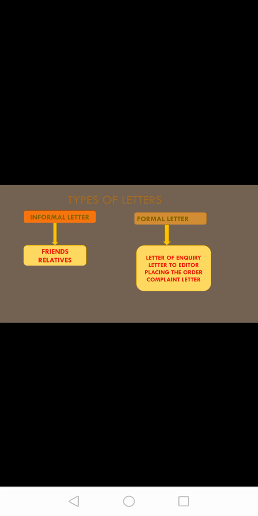That's why it holds a very important and prominent place in the field of communication. Now, types of letter. We have two types of letter, that is informal and formal. Then these are further divided. Okay. So first, informal. What is informal? Informal letters you are going to write to your friends and relatives. Relatives means your uncle, aunt, parents, grandparents, brothers, sisters. Okay. And formal letters you are going to write as letter of inquiry, letter to editor, placing the order, complaint letter. Okay.